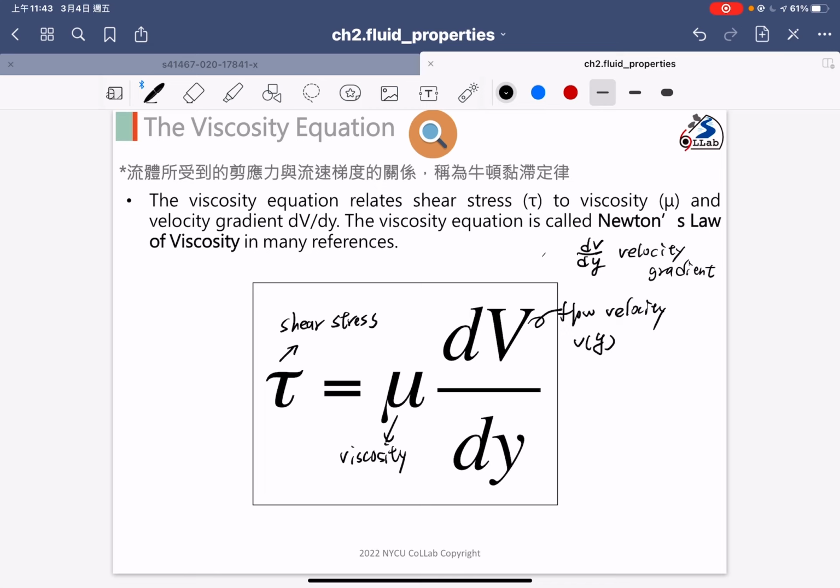We call that the viscosity equation. So it's quite important in our chapter 2. The equation formula is quite simple. The shear stress is equal to the dynamic viscosity multiplied by the velocity gradient. Okay.